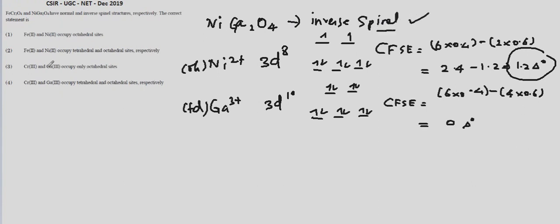So let's get back to this CSIR question. You could see that option 1 cannot be true because your Fe goes to the tetrahedral hole, whereas option 2 says Fe goes to the tetrahedral site and Na goes to the octahedral site, and this should be the right answer. I hope you understood how to find out which ion will go to the octahedral site and tetrahedral site based upon the CFSE, and classify between spinel and inverse spinel structures.